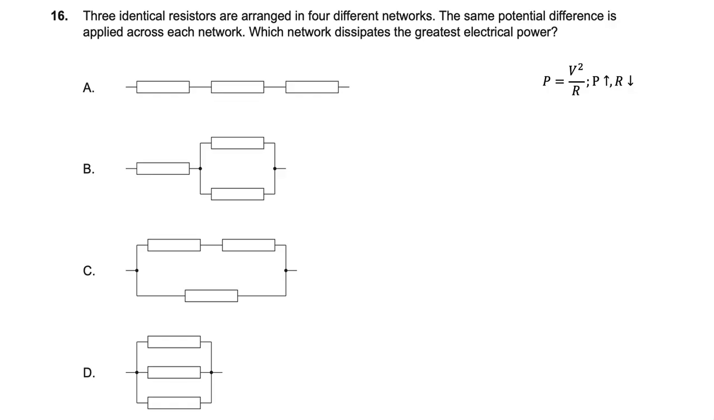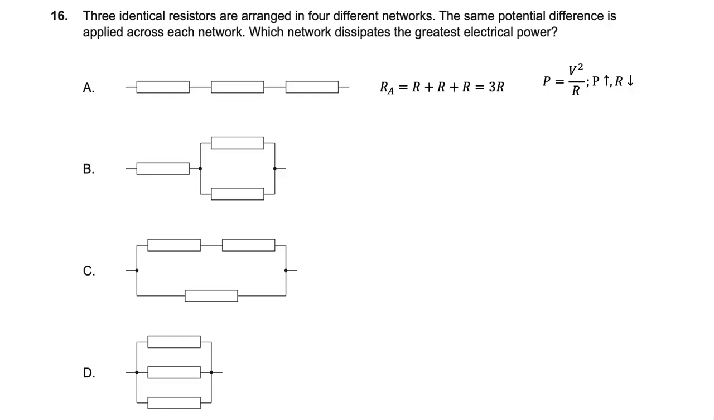Key idea here being we're looking for power going up as resistance goes down. So if I'm asking you for the greatest electrical power, really I'm asking you which one has the lowest resistance. Now, hopefully you know the answer straight away by looking at this. However, I think it's worth our while just having a look first.